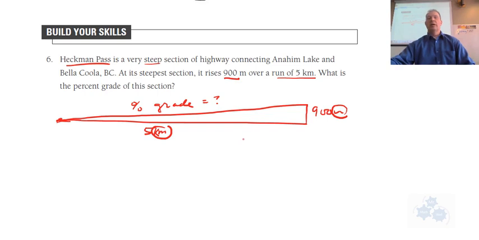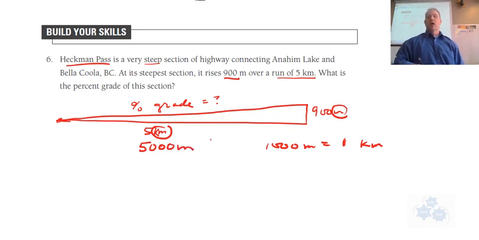Okay. What's the relationship between meters and kilometers? Remember what that is? Kilo's bigger, yeah. The 1,000 is correct, yeah. So there's 1,000 meters in every 1 kilometer. A kilo means 1,000. So if I have 5 kilometers, how many meters is that? 5,000. Yeah, 5,000.